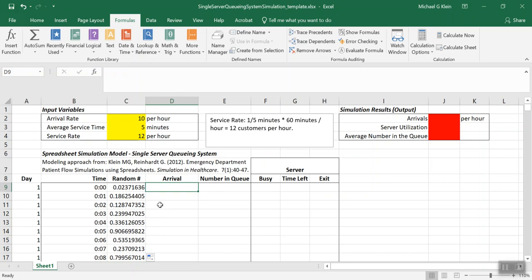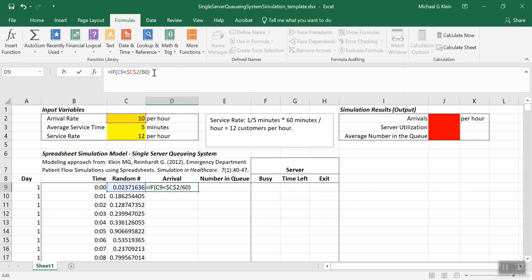Now to determine if there's an arrival or not, we will use the following formula. This is going to be equal to an IF formula. We're going to compare the random number which we got in cell C9, and ask, is that less than the arrival rate that we have in cell C2. We're going to put an absolute reference on C2 so that when we copy the formula down, it's always going to use C2. However, because that's the arrival rate per hour and we're looking at it every minute, we should get the arrival rate per minute, so we'll divide by 60 here.